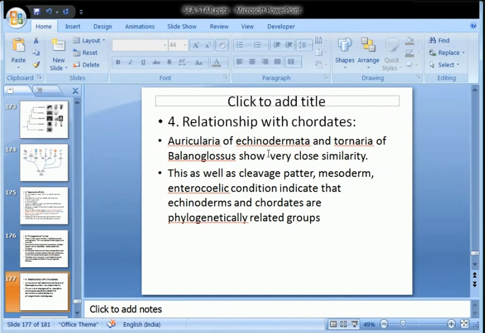Auricularia of Echinodermata and Tornaria of the protochordate balanoglossus show very close similarity.